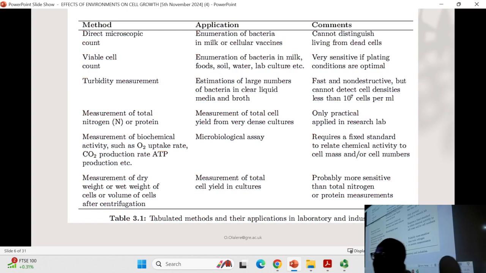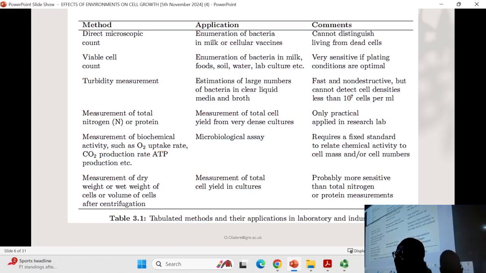So now, then we have the viable cell count, just to determine the bacteria in milk, food, soil, water, lab culture. And all of these have their own advantage and disadvantage. Take for instance, the use of viable cell count is very sensitive, that is if the plating condition, that is the plate you use, is optimal. Then we have turbidity measurement. One good thing about it is that it's fast and non-destructive. But the drawback is that it cannot detect cell density less than 10 raised to the power 7.